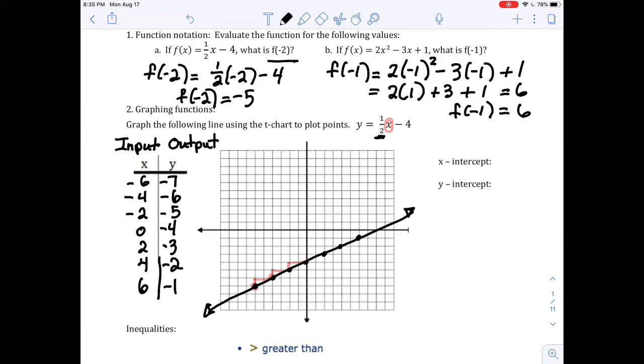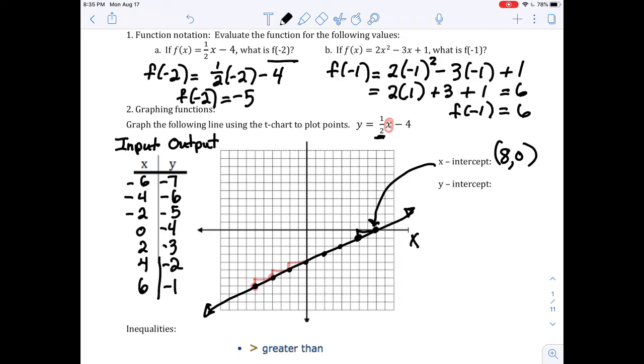Two features of graphs that you have learned before in the past are x and y intercepts. Your x-intercept is where the graph crosses the x-axis. So I don't actually have that point, right? So if I go from the last place we left off, and I go up 1 over 2, that's going to land me right there. And the location of that point is 8, 0.